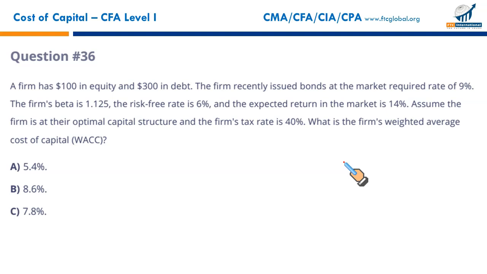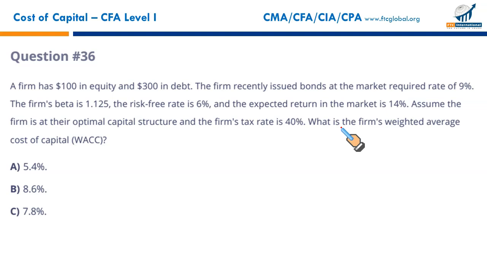Next, a firm has $100 in equity and 300 in debt. If you want to convert to percentage, that's 25 and 75%. Equity is 25%, debt is 75%. The firm recently issued bonds at the market required rate of return of 9%. The firm's beta is 1.125. The risk-free rate is 6%, and the expected return on market is 14%. Assume the firm is at its optimal capital structure, and the firm's tax rate is 40%. What is the firm's weighted average cost of capital?